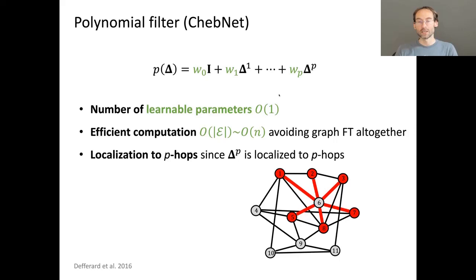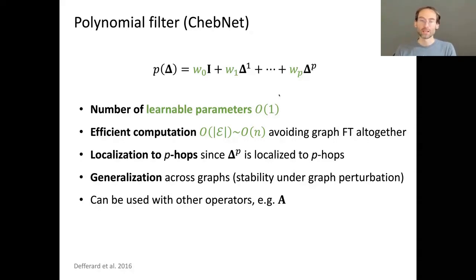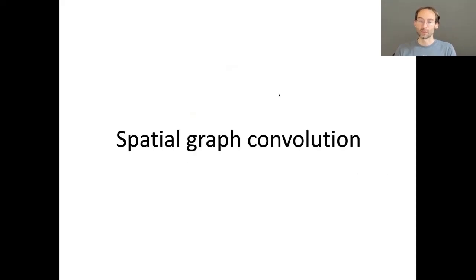Now, another thing to see is that the Laplacian is a local operator. It affects only the neighbors of a node. So the pth power of the Laplacian affects neighbors p times removed. So the filters as a result will be localized to p hops on the graph. And as I mentioned, we can show generalization across different graphs. And basically this approach, even though it comes from spectral motivation, can be applied to any other operators. It can be applied to adjacency matrices, which do not necessarily need to be symmetric, because we don't require any explicit eigendecomposition of these matrices. So we are not counting on orthogonal eigenvectors.